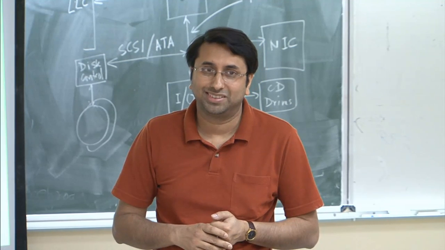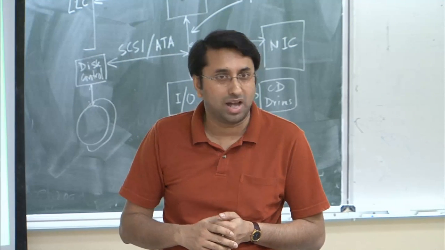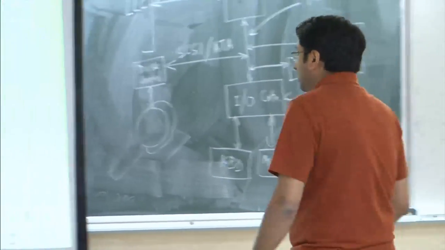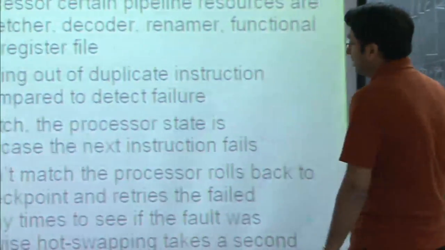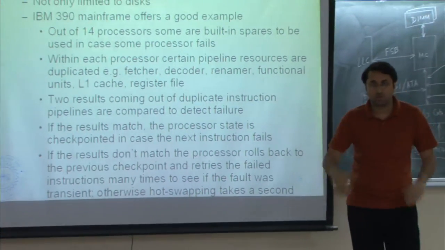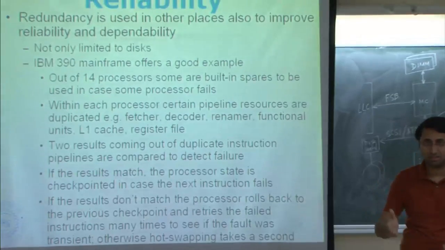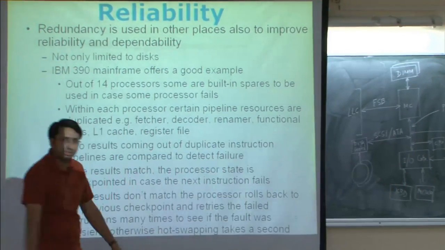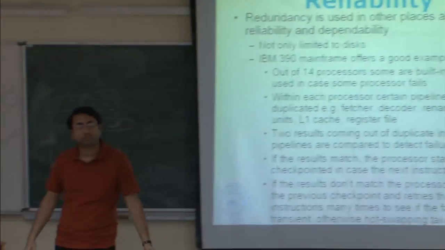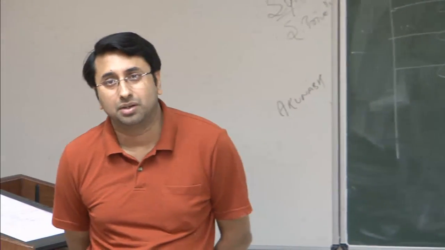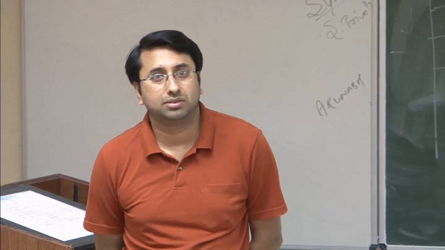If two of them match, then we can use that, exactly. So I can take a majority vote. If one result doesn't match with the other two, I can still go ahead and assume that the other two are correct. But the question is, in what way does it help compared to two pipelines? I'm giving you more redundancy. Does it help?